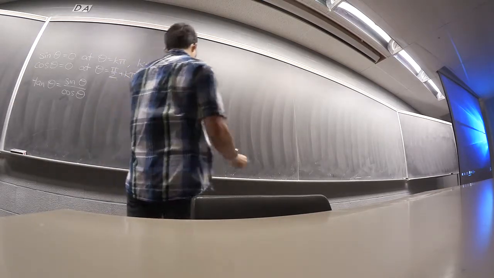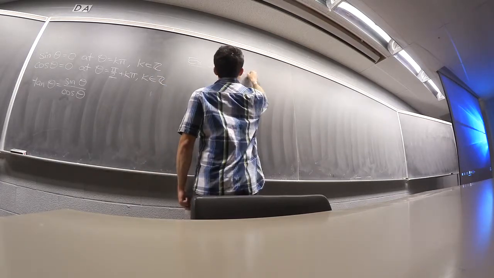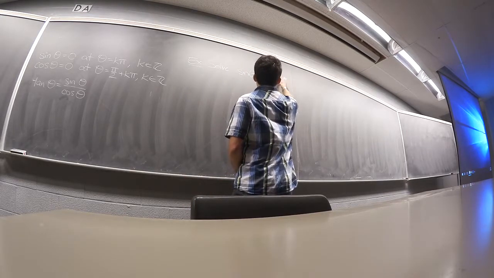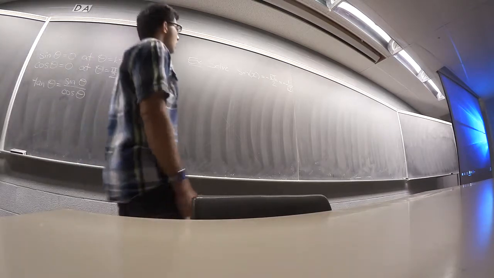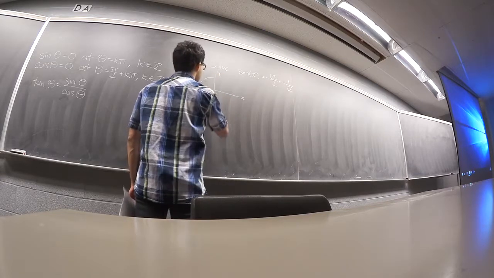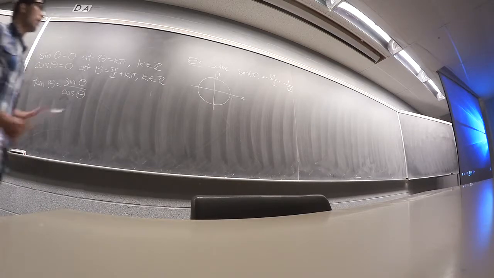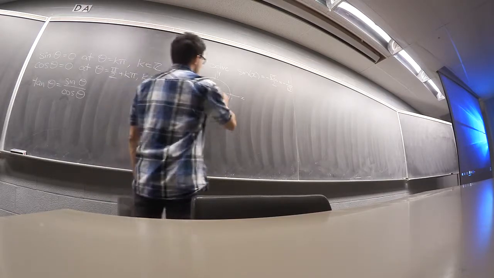Example. Solve for x. Sine x is equal to minus root 2 over 2, or if you prefer, minus 1 over root 2. Okay? All right, unit circle. So sine is negative. So we're going to be down here somewhere. One possibility is that we're over here.